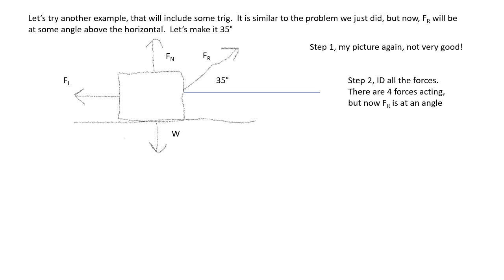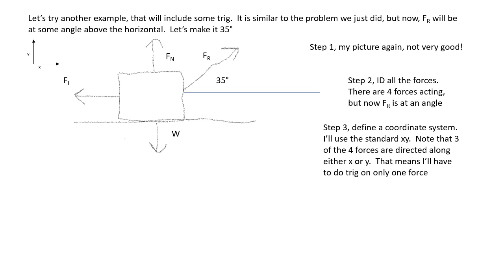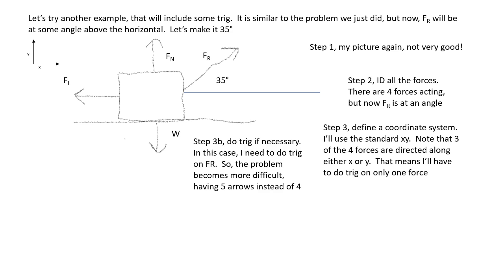3 of the 4 are up and down. 1 is at an angle. There's my coordinate system I'll define. It's fine. I'm going to use the idea that 3 of the 4 forces are along the x or y axis, but one of them is not. So I'm going to do trig on the f sub r. F sub r is again at the angle, so that's what I'm going to have to do.